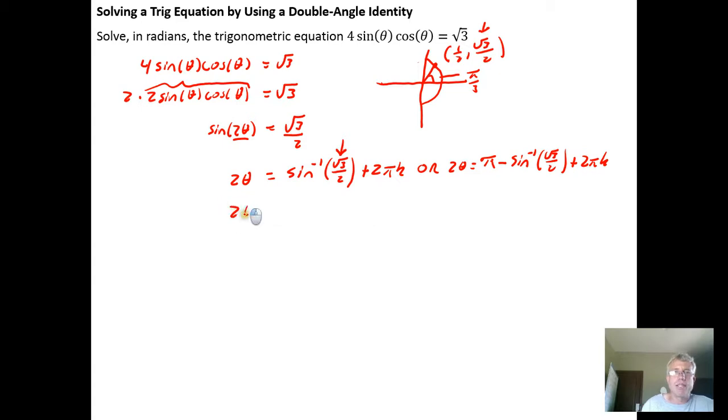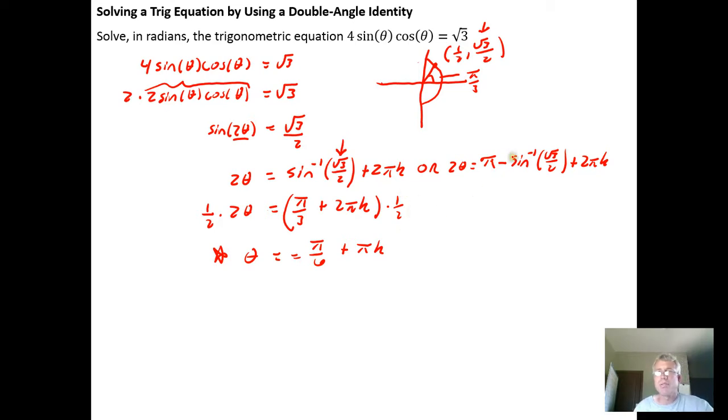So we're going to say twice theta equals this angle, which is actually the special angle pi over 3, plus 2 pi k, and then we're going to multiply both sides by a half. This is going to give us theta equals a half times pi over 3, which is pi over 6, and a half times 2 pi k is just pi times k. So here's one of the two solutions.